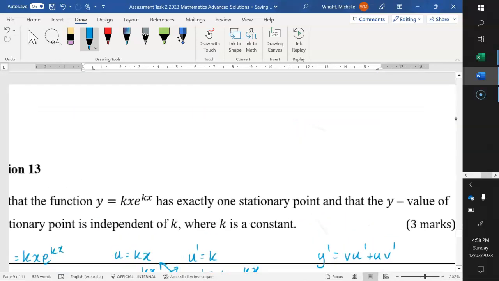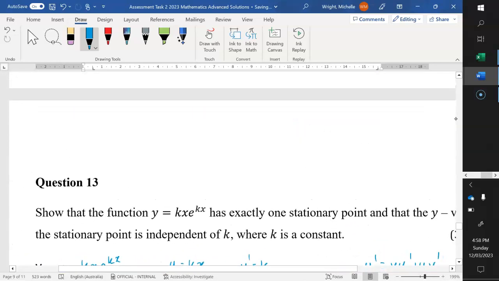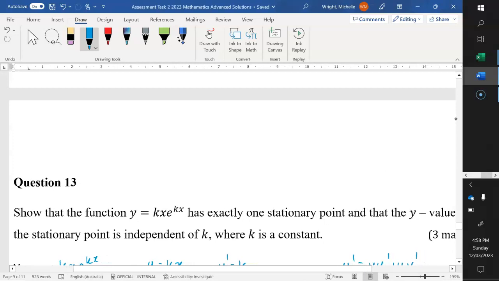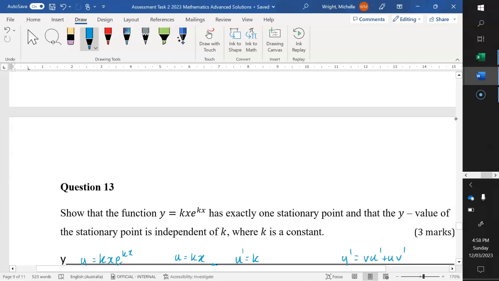Let's have a look at the next one. This question, if you had a go at it, was generally done really well. A lot of people either didn't get up to this or left it because they were a little bit nervous. But what it's asking us to do is show that the function y equals kx e to the kx has one stationary point, and that the y value of the stationary point is independent of k.